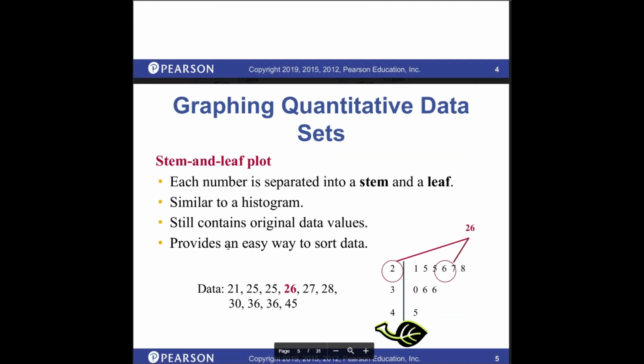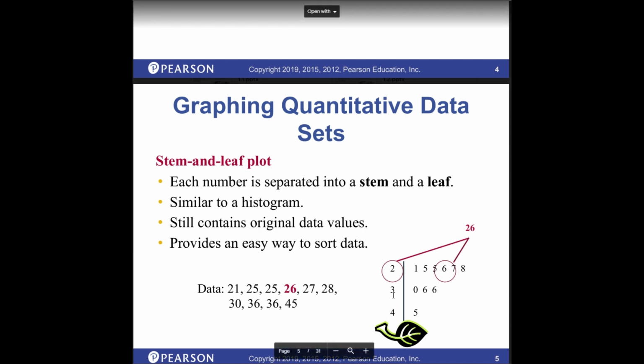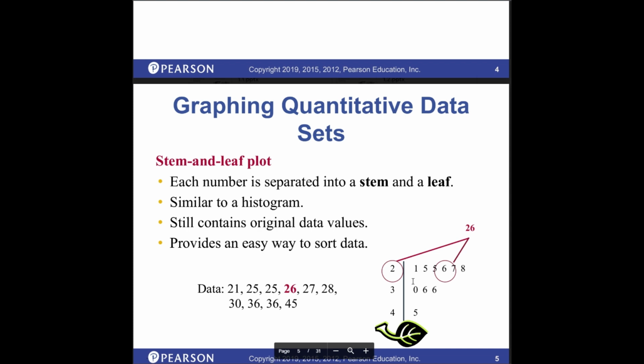So, graphing quantitative data sets. Each number is separated into a stem and a leaf, similar to a histogram, and it still contains the original data values and provides an easy way to sort data. As you can see, the reason it's called a stem and leaf is that 2, 3, and 4 are basically the stem, and the numbers below that, 1, 5, 5, 6, 7, 8, are the leaves. That's why it's called stem and leaf, and it's an easier way to store data.